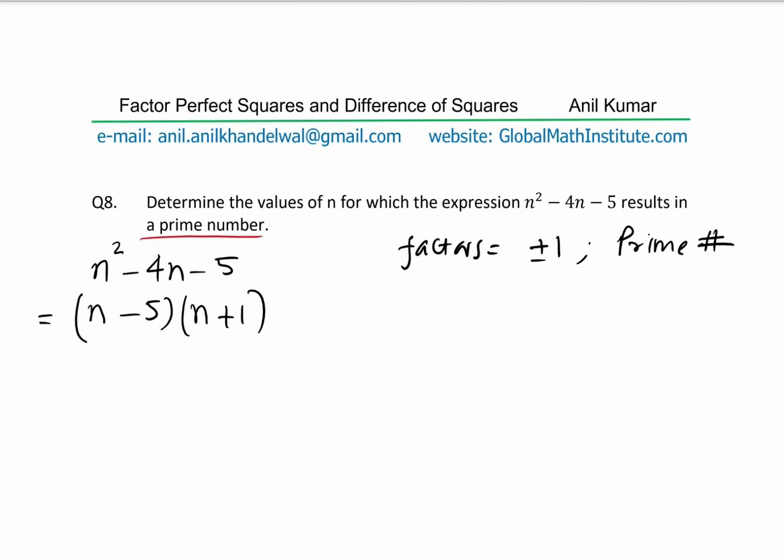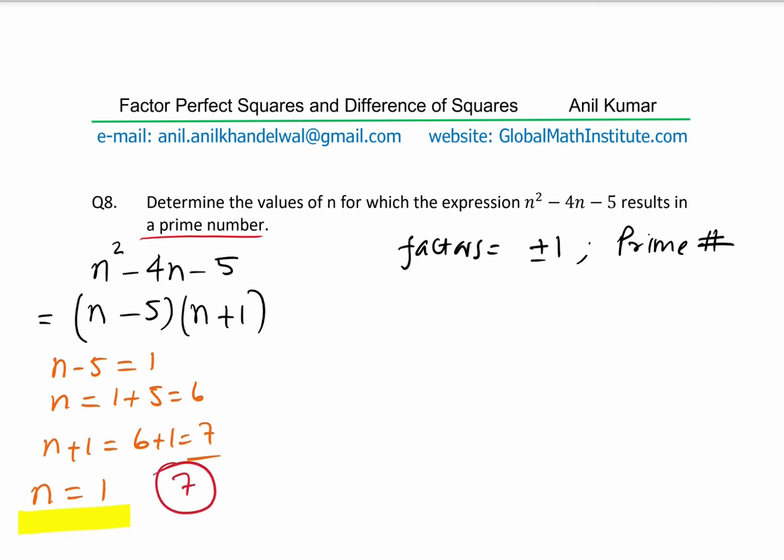So now we are going to do our calculations. We'll say, well, if n minus 5 equals plus 1, then n equals 1 plus 5, which is 6. Now if I substitute 6 here, then n plus 1 will be 6 plus 1, which is 7. That works. So we have n equals 6 as one of our solutions. Perfect. In that case, the value of the expression is 7. Is that clear to you? Now, that is how we have to go about it.